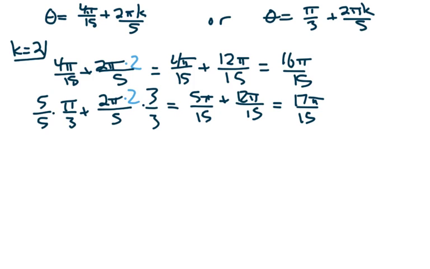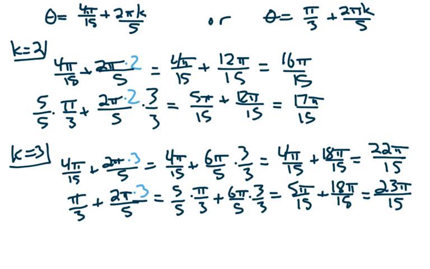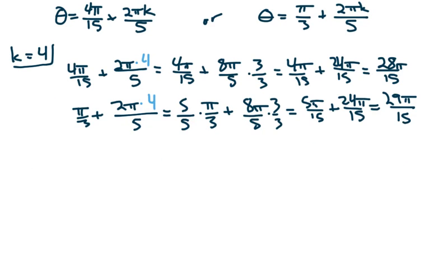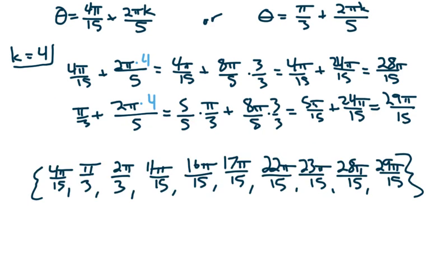And when you go ahead and you do k equals 3 and k equals 4, you should get something that we should come to expect. For k equals 3, you can check your work on this if you want to take a stop and look at it. 22 pi over 15, 23 pi over 15. For k equals 4, 28 pi over 15, and 29 pi over 15. So here are all the things, all together in a nice list. 4 pi over 15, 2 pi over 3, 16 pi over 15, 22 pi over 15, 28 pi over 15, all from this first expression. And then we've got these ones, all from the second expression.